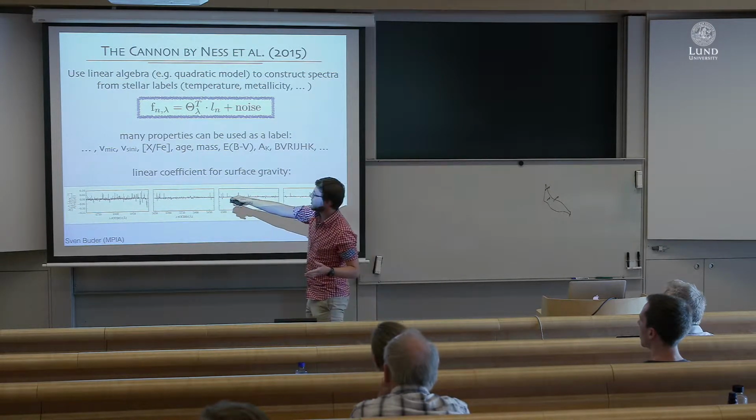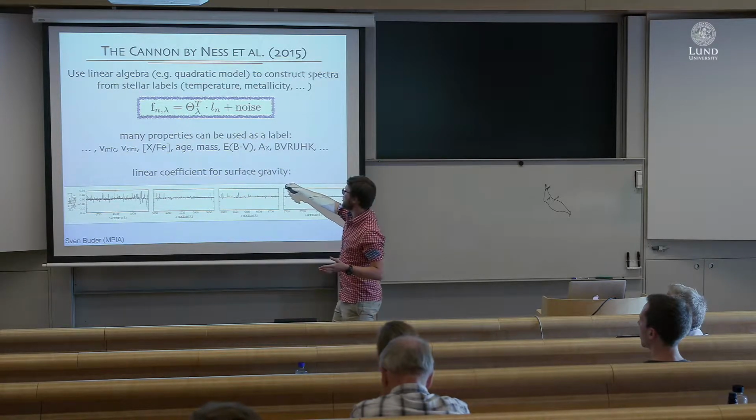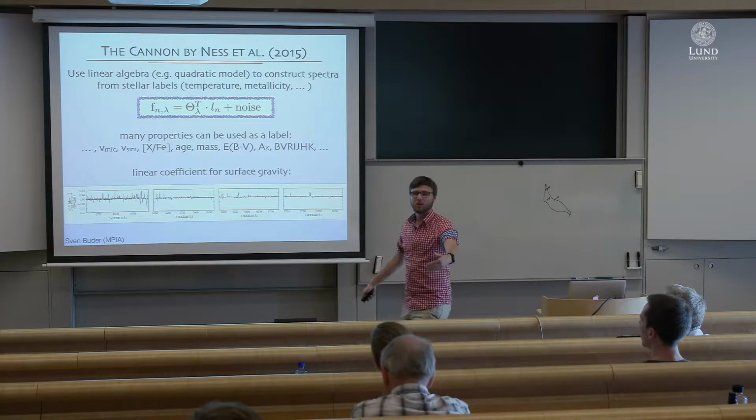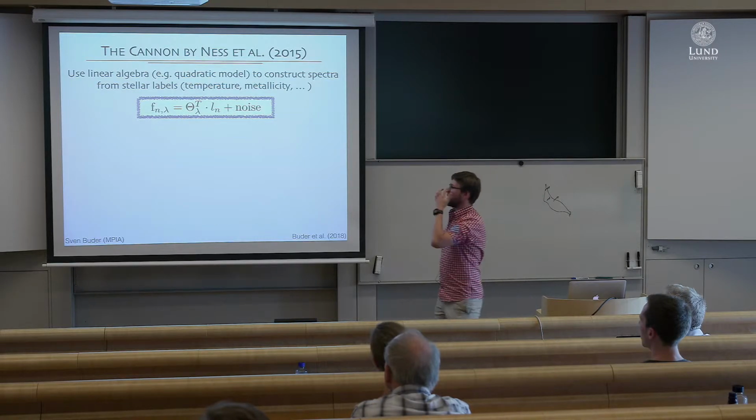Some of these might come from the stars, so some of these might be abundances or the stellar age or mass, but you can also take extinction, which is not coming from the star per se, and you can try to map the sensitivity of your spectrum to these parameters.